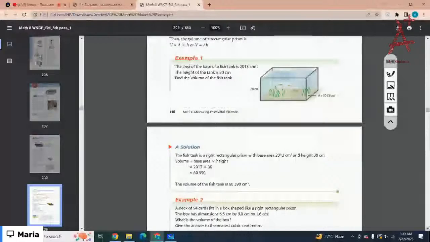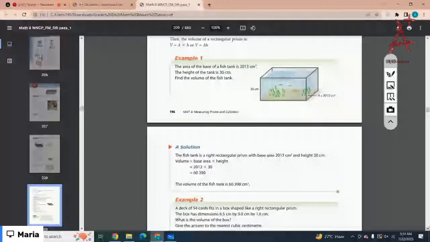So here is the fish tank. The fish tank is a rectangular prism with base area 2013 and height 30 meter. So you have to calculate the volume. So for the volume you have to do base area times height. Got it? Let's just look at the next example.